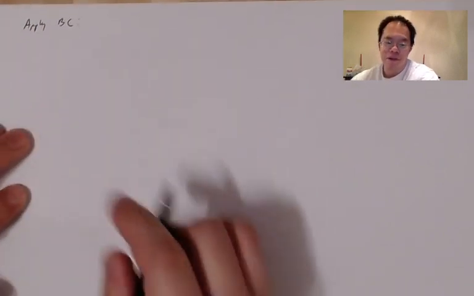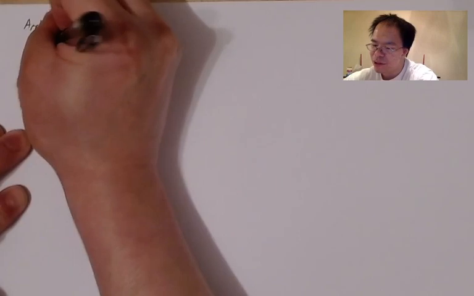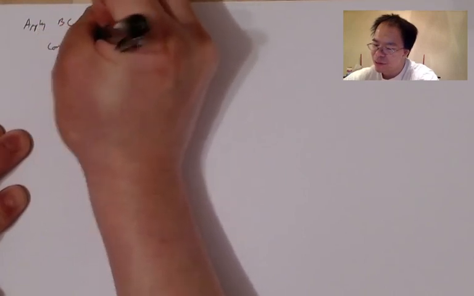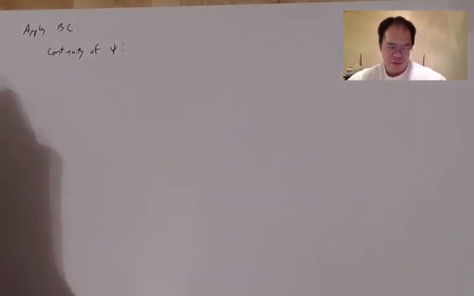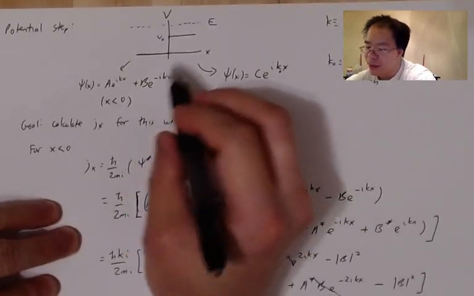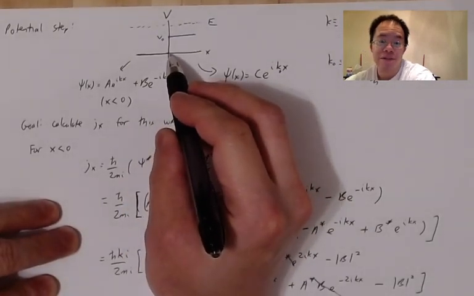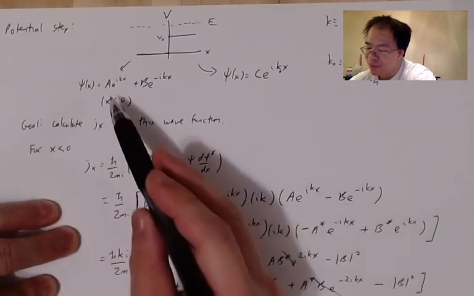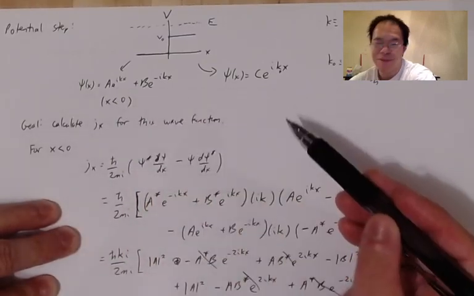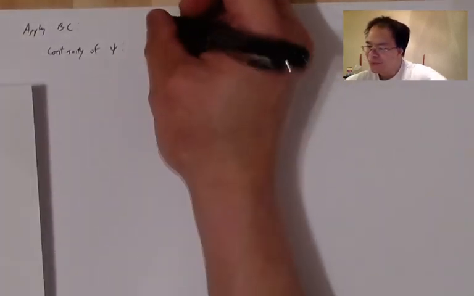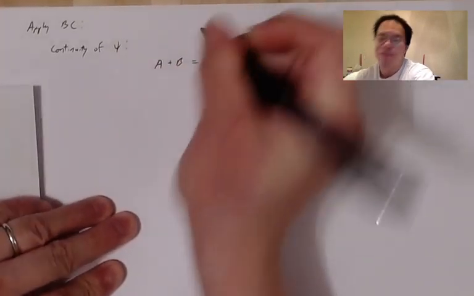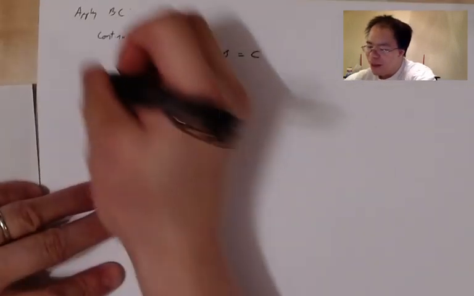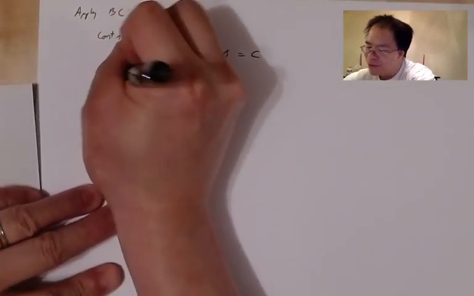So applying boundary conditions, right, so continuity of my wave function, right? So let's see, what did I write? So if I have continuity of the wave function here, and I'm going to apply the continuity at x equals 0. So what's nice about that is that all my exponentials go to 1. So this turns into a plus b equals c. And then continuity of my derivative.